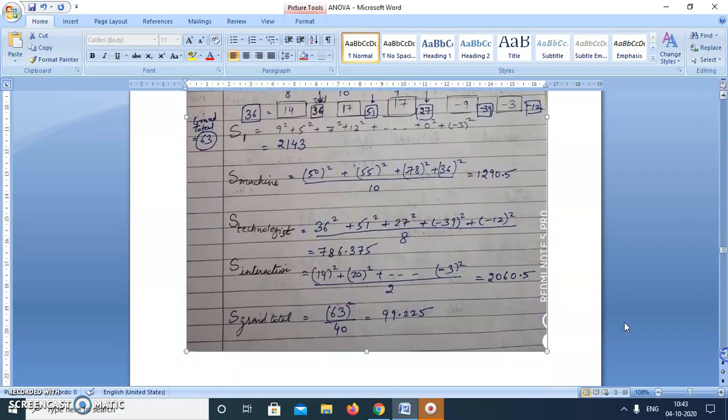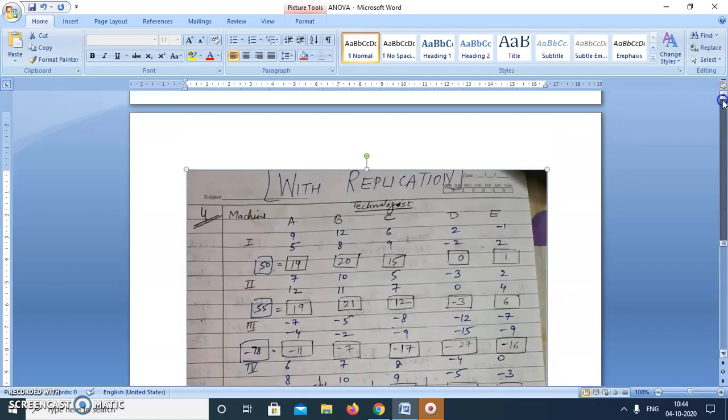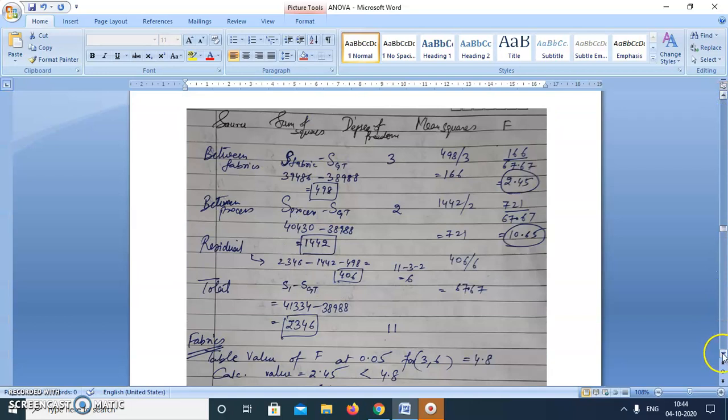technologists and machines. So now when we are calculating S interaction, we'll just take the sum of the squares of all these readings, which is the sum of 2 readings. I have shown it here.